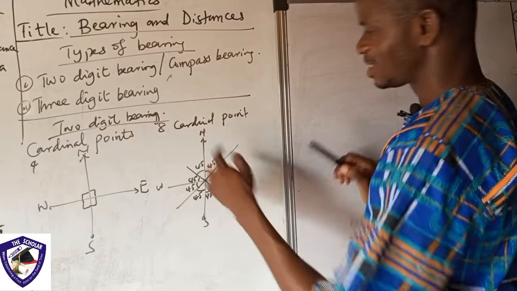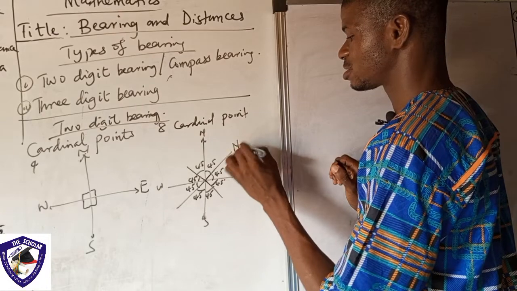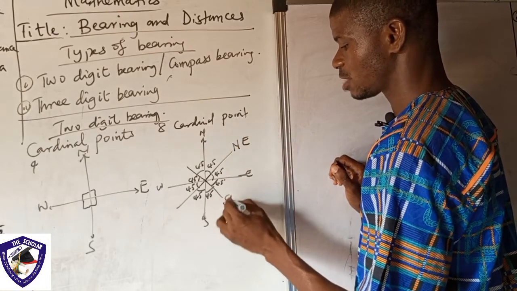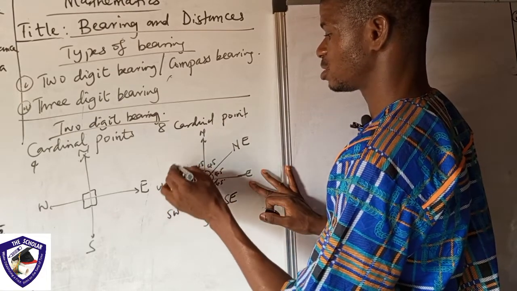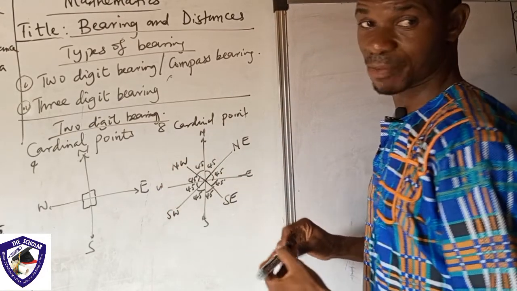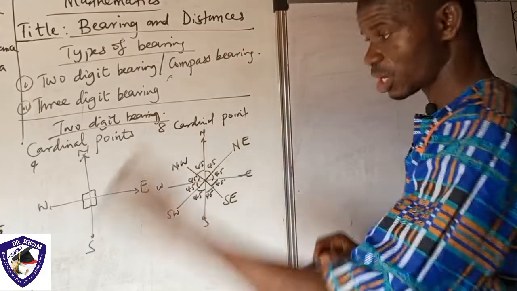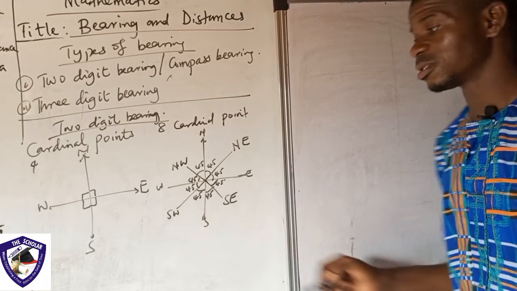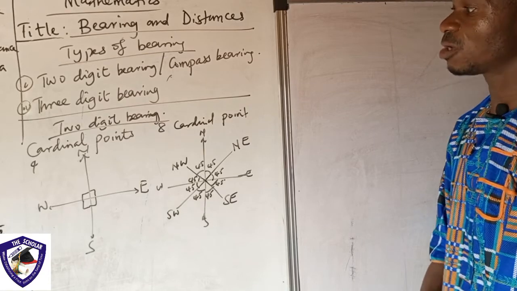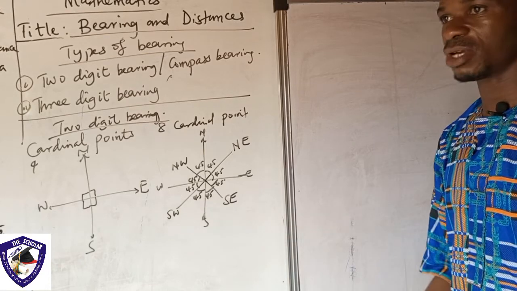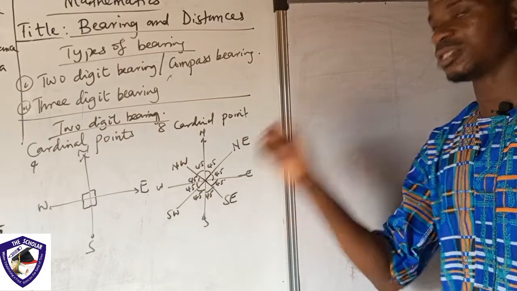So now you can see the space between the north and east. We call this one northeast, this one southeast, this one southwest, and this one northwest. So if you count the cardinal points now, it's eight: 1, 2, 3, 4, 5, 6, 7, 8. We can also divide it further to 16, but you don't need that. So let's just stick with these two, because this is what we are going to use. When we talk about compass bearing, we are talking about north, south, west, and east, or northeast, southeast, and the rest of them.